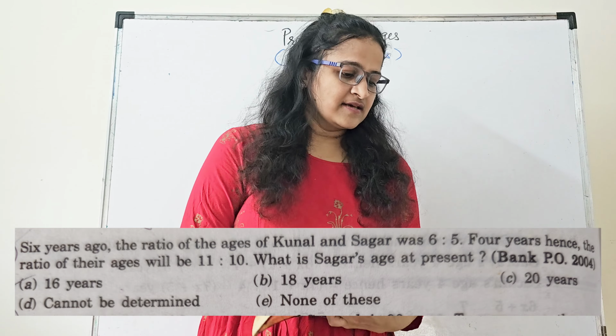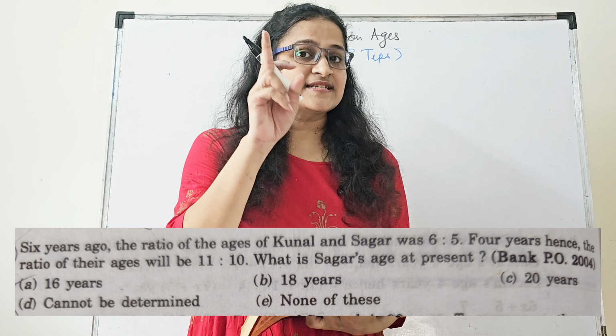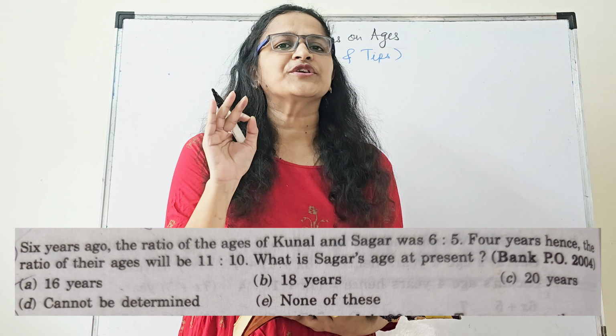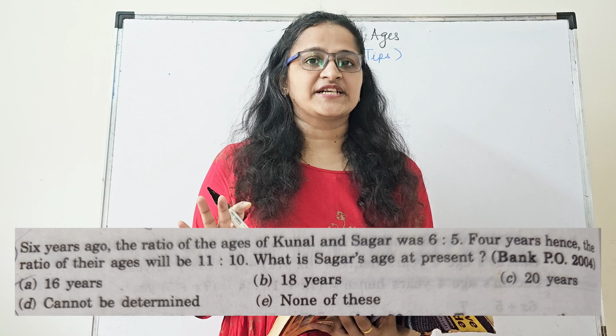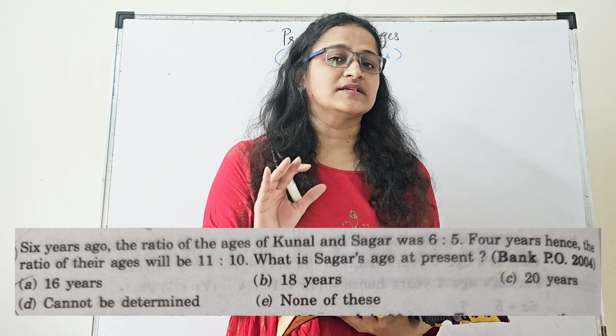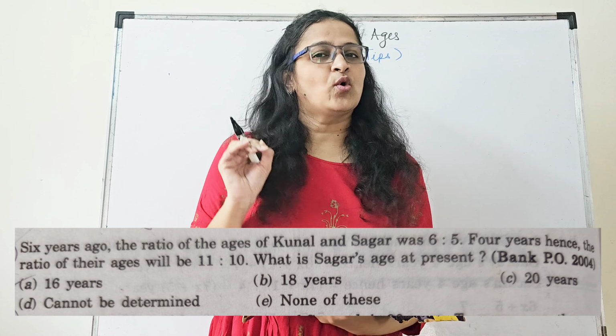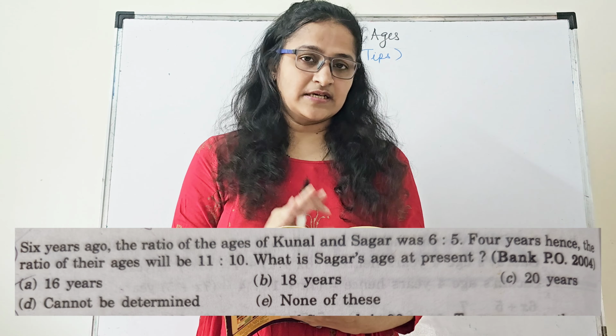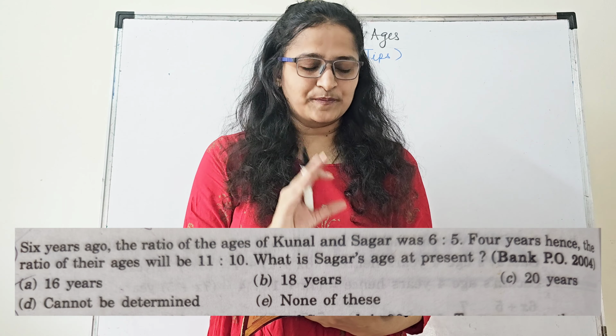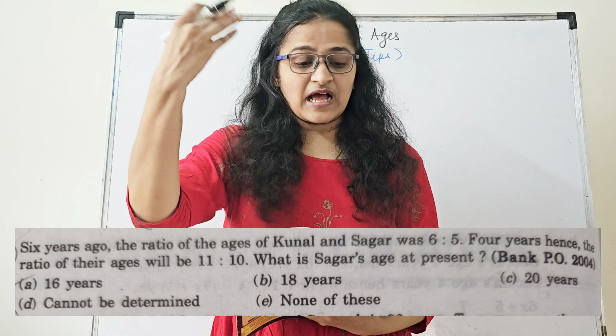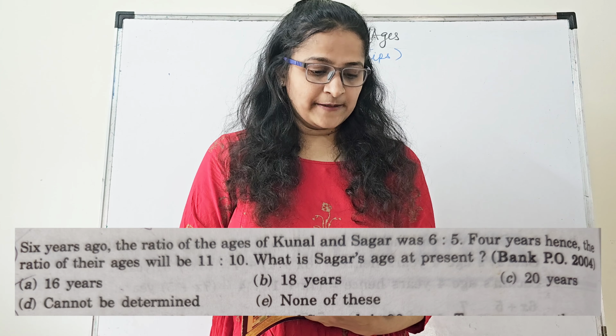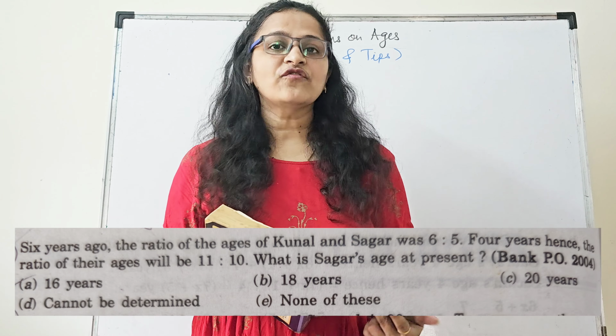So that is 6 years ago. Now see, this is a little bit different question. Okay, we are going to cover the maximum variety of questions, right? Maximum patterns from ages in this video only. So now 6 years ago they have given the ratio between two people, right? 4 years after they are giving the ratio again, and they are asking the present age of one person, right?